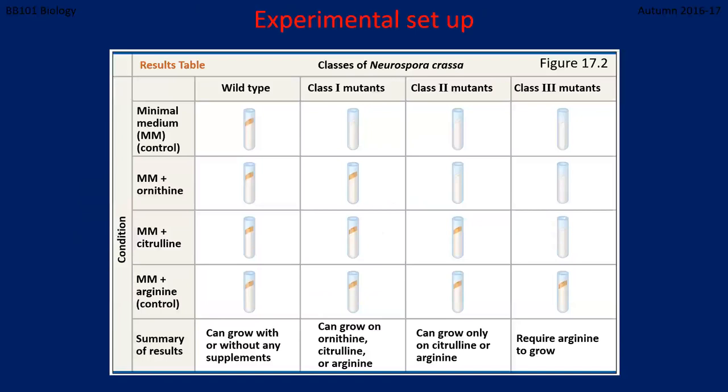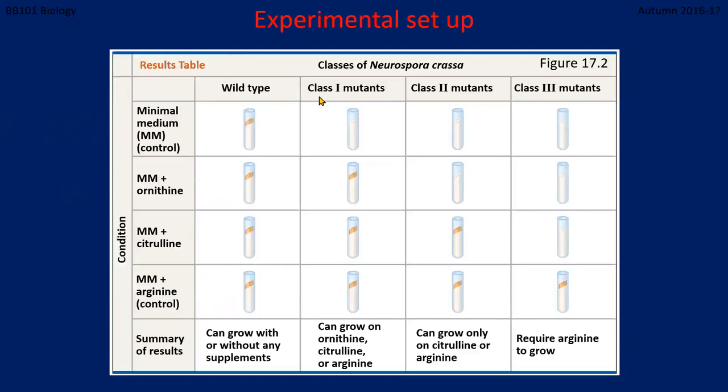Now coming back to their experiments, in the first column they have the wild type. The first row is the minimal media, the second row is the minimal media plus one chemical called ornithine, the third row is minimal media with citrulline, and the fourth is minimal media plus arginine. When you look at this result, the wild type, no matter whether it is minimal media with or without this particular chemical, still shows growth.